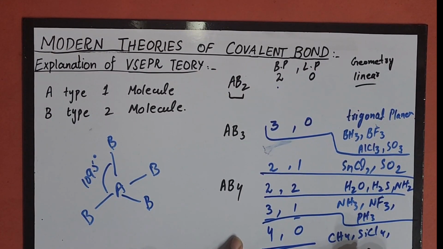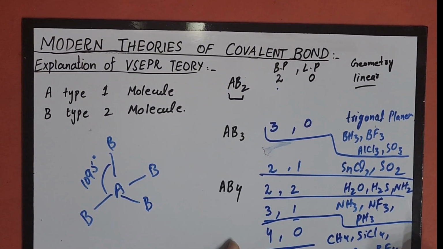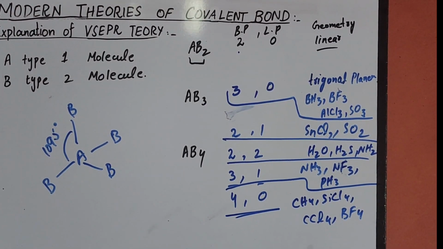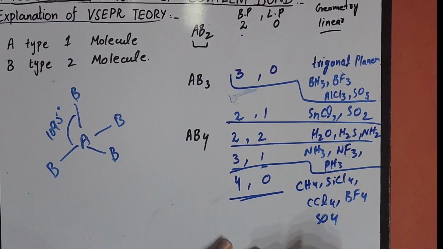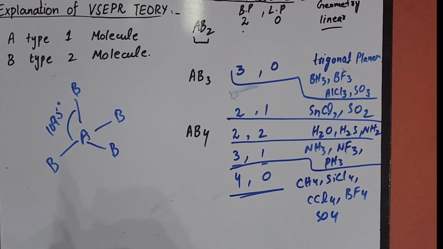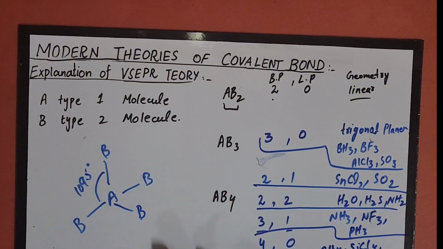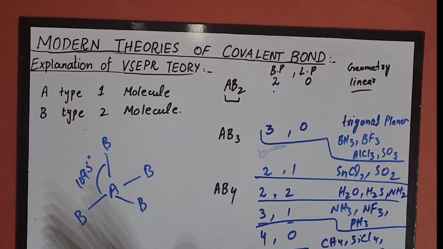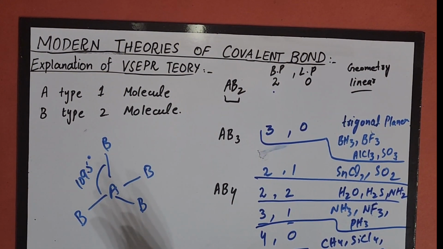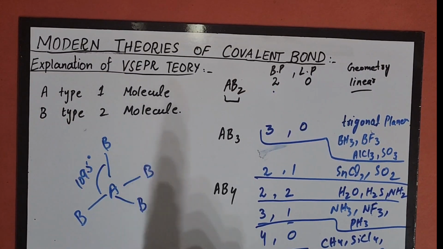SiCl4 and CCl4 and BF4. Okay, and another one is SO4. So this was basically the explanation of VSEPR theory. Then we will discuss in detail molecules containing 2 electron pairs, I mean to say AB2 type.